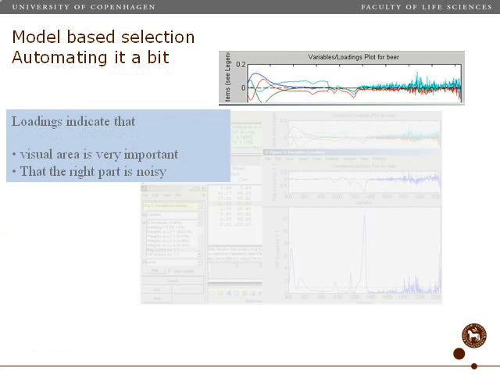Let us take a look at the VIP scores for the beer data. Here we have a 4-component model of the beer data, and first let's take a look at the loadings. When you look at the loadings, it's easy to see that the visual area seems to be important, and it's also easy to see that there's a lot of noise in the high wavelength area. Now the reason that the visual part of the loadings has so high values is due to the high variance in that area. We do know now that this part of the spectrum is actually not important for predicting real extract.